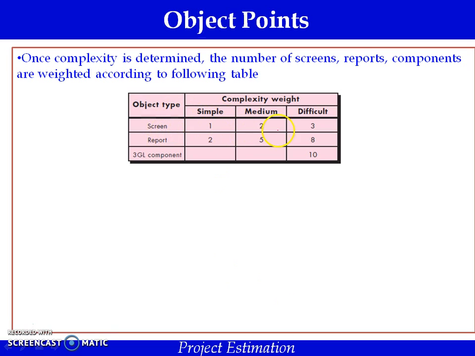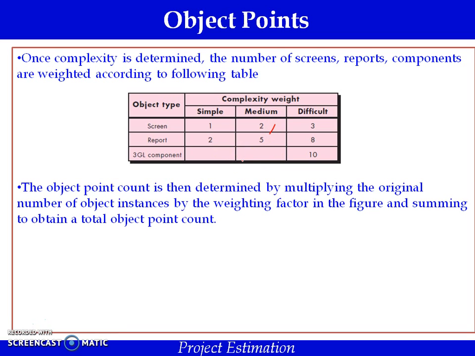For example, for a screen in the medium category, 2 is given as the complexity weight. The object point count is finally determined by multiplying the original number of object instances with the corresponding weighting factor in the above figure and summing to obtain the total object point count. Suppose there are 5 screens, 2 of them simple and 3 of them medium, then 2 should be multiplied by 1 and 3 should be multiplied by 2 and we take the sum. Similarly, we do this for reports and for 3GL components. The final summation gives the total number of object points to be developed.